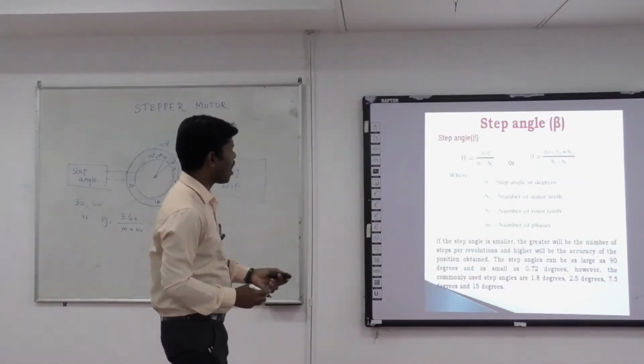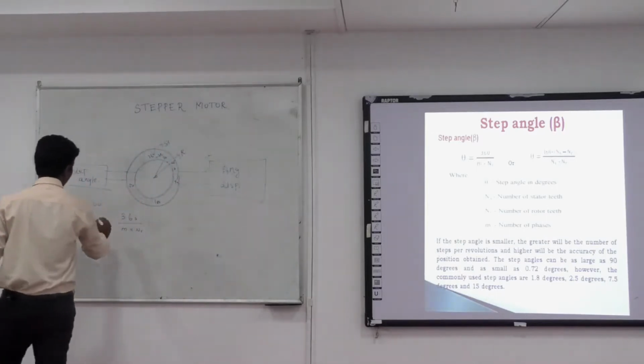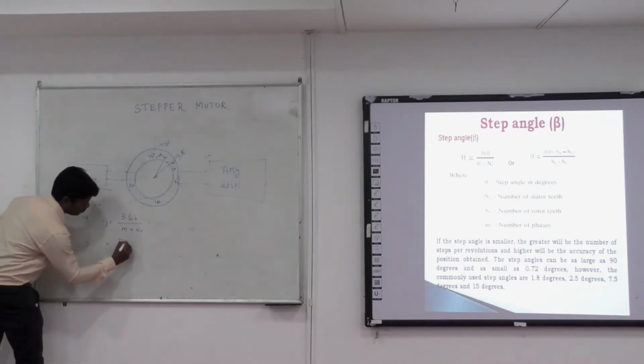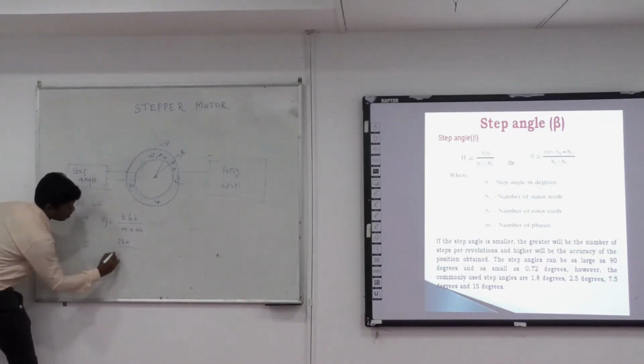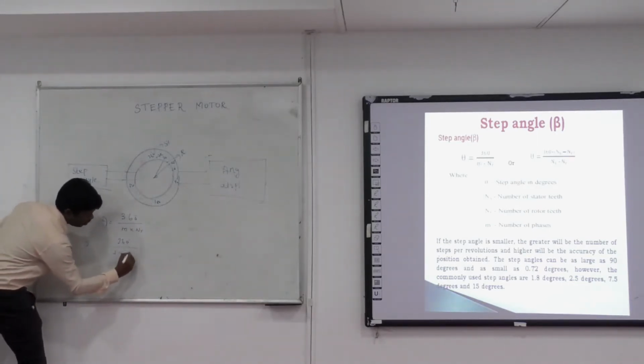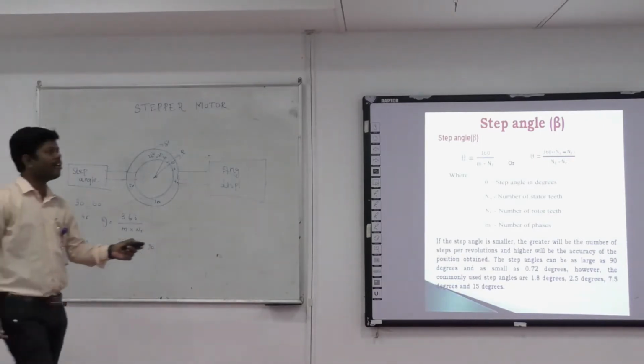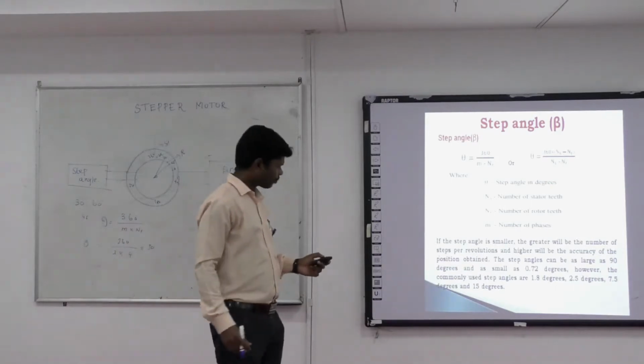So theta equal to step angle in degree. Suppose I need to apply for theta 360 degree. So theta equal to 360 divided by number of phase 3 into number of rotor pole. So to find the angle of the system, this is called 30 degree angle. A 30 degree angle will be generated using our stepper motor.